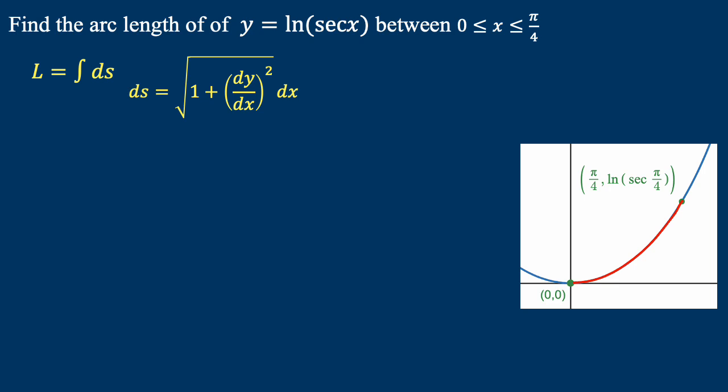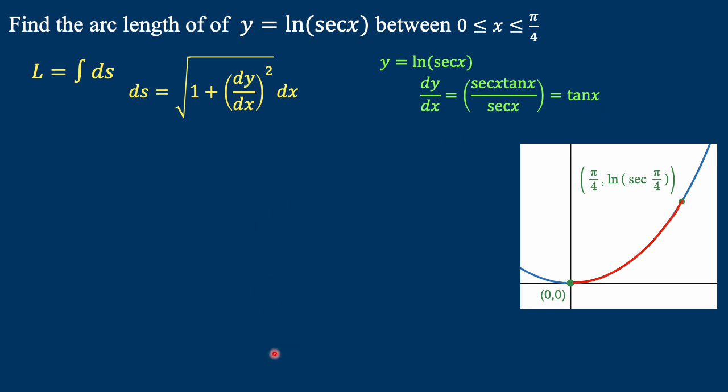First you have to find dy/dx, y prime. What is y prime? y is ln secant x, so dy/dx is going to be the derivative of ln, which is 1 over secant x, times the derivative of secant x, which is secant x tangent x. The secant x cancels out here, guys. That's we have tangent x.